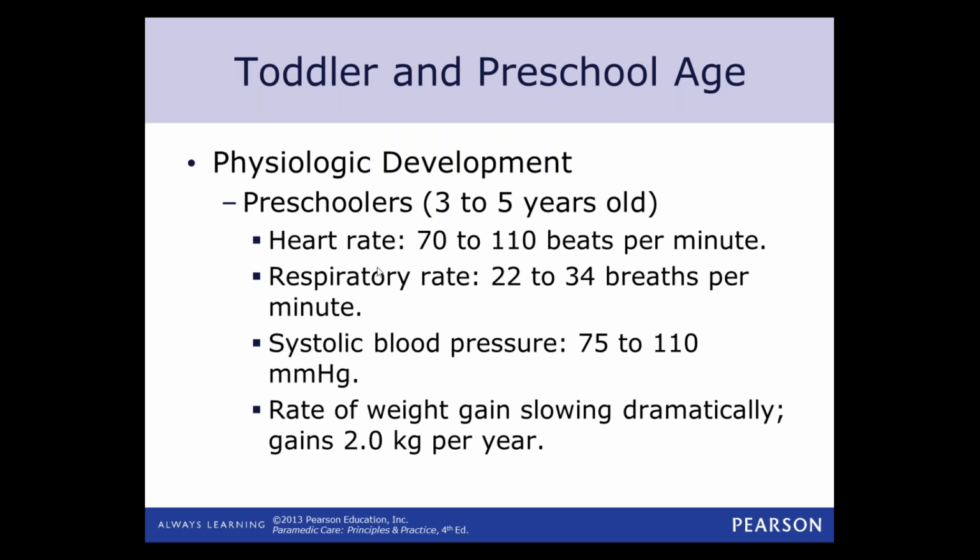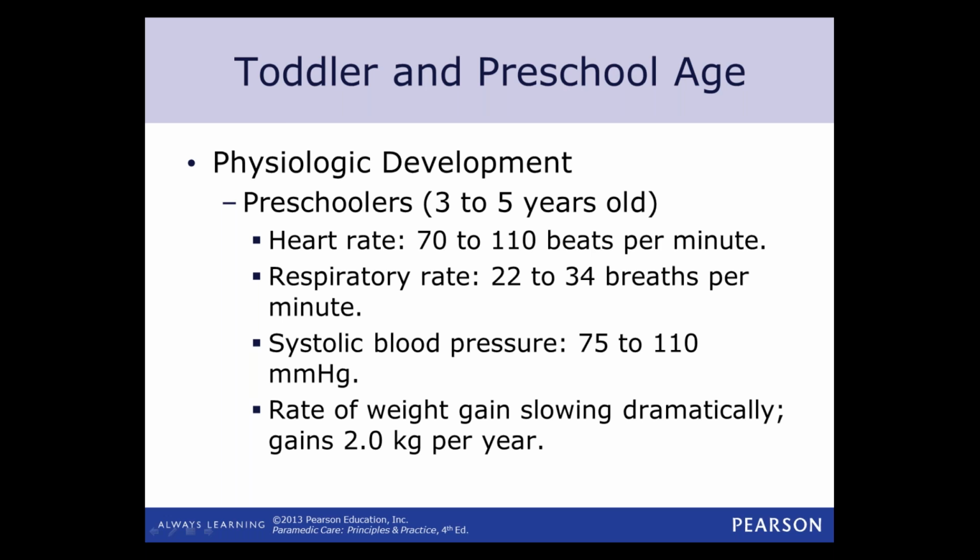Preschoolers is more 3 to 5. You can see their heart rates, 70 to 110. We're starting to get closer to what a normal adult is. So we really start with high heart rates, high respiratory rates, low blood pressures, and then we're slowly building up. The heart rate goes down, the blood pressure goes up, and the respiratory rate goes down.